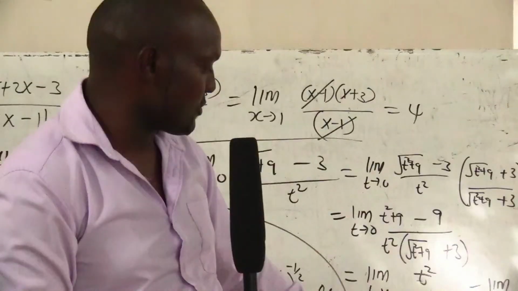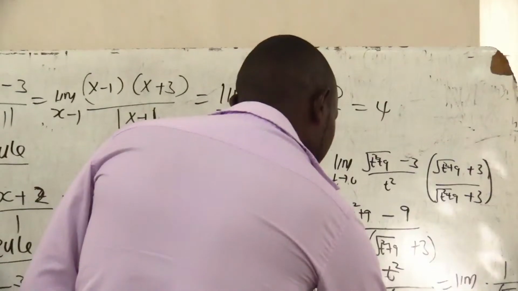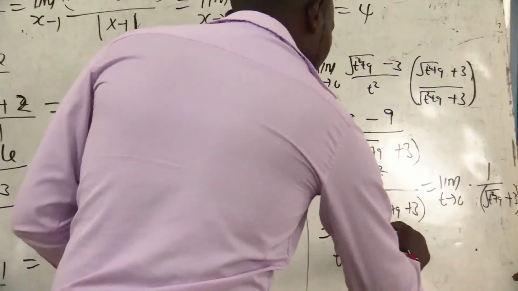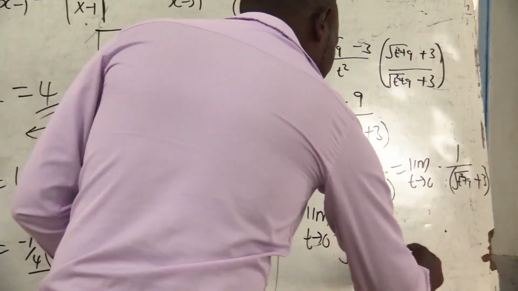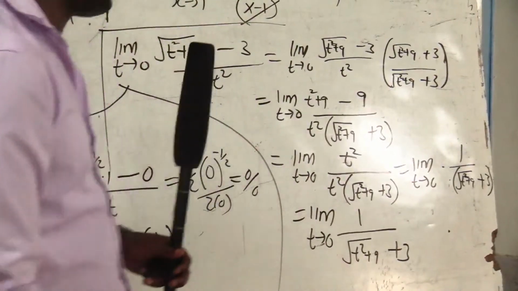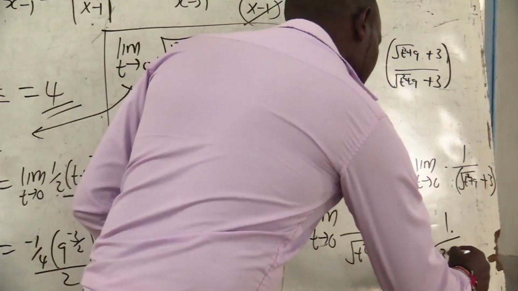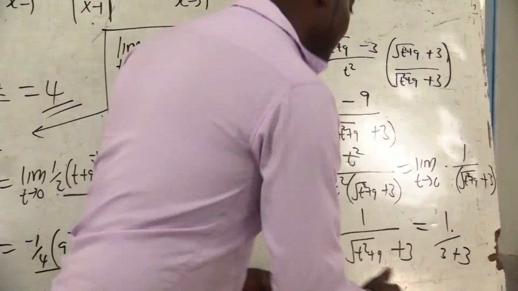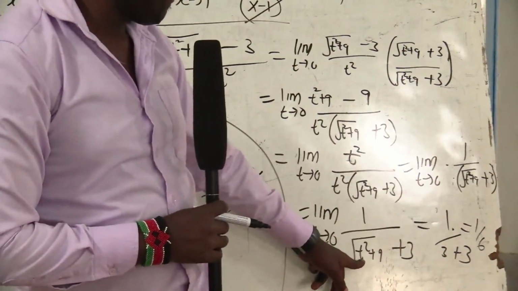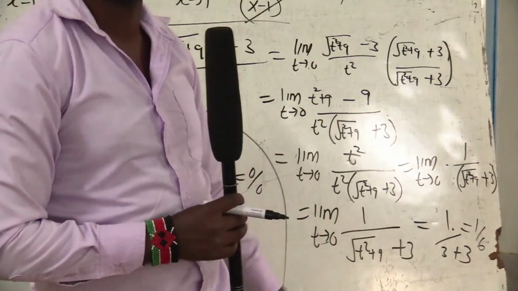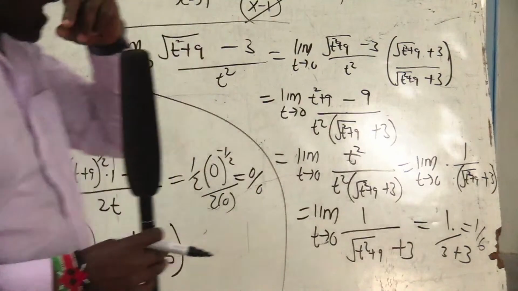I wanted a situation where t squared will cancel out, so now I'll have the limit as t approaches 0 of 1 over root t squared plus 9 plus 3. And when you replace your t with 0, you will get 1 over 3 plus 3, which will be 1 over 6. As you can see, the reason is that when you replace with 0, you get the square root of 9, which I'm assuming is positive 3. So positive 3 plus 3, you get 1 over 6.